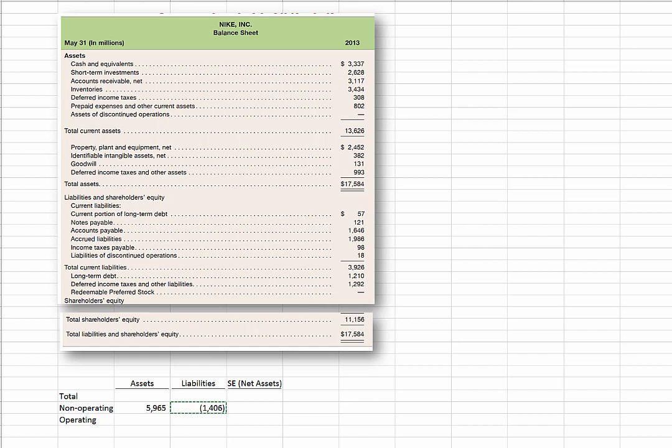And now let's take a look at total assets right there. And total assets are 17,584,000,000. And total stockholders' equity right there is going to be 11,156,000,000 total shareholders' equity. So let me drop those in right there.